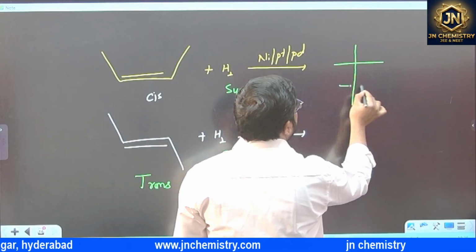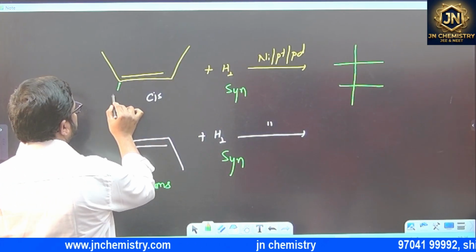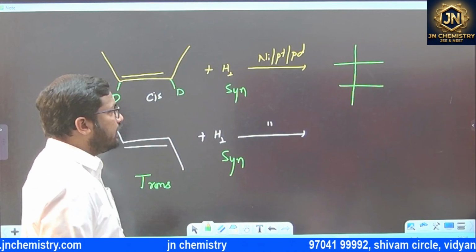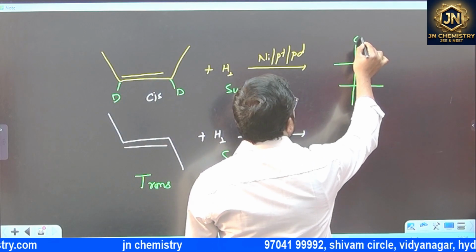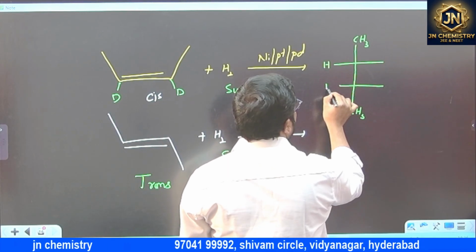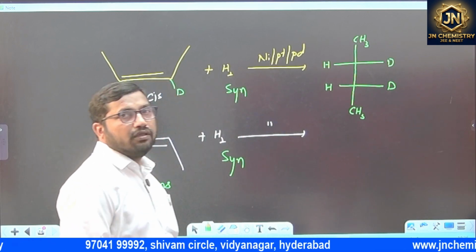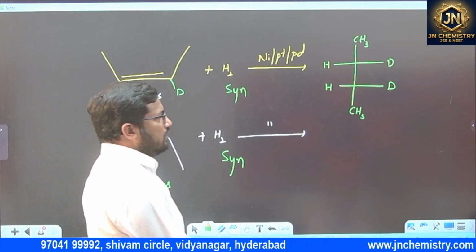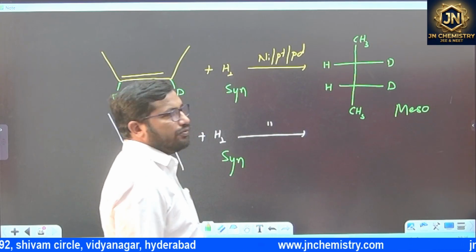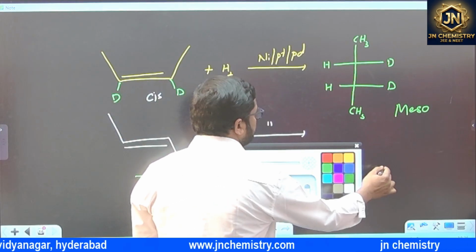What we will get? Imagine here some deuterium is already put, like this, right? CH3, hydrogen, deuterium. So this is which compound, Anna? Meso compound, right? Meso compound we will get. When it is trans addition, racemic mixture we will get.